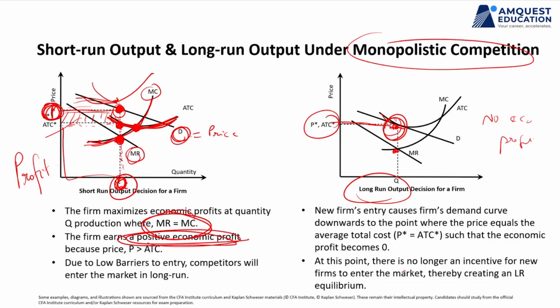There is no longer an incentive to enter the market in the long run. Therefore, there is long run equilibrium. See, economic profit is now 0, right? So basically, there's no further extra profit, so there's no incentive for people to enter. The moment there was economic profit, they'll all enter. The moment economic profit becomes 0, they will stop entering. And that is called long run equilibrium. Clear? Any questions? Okay.